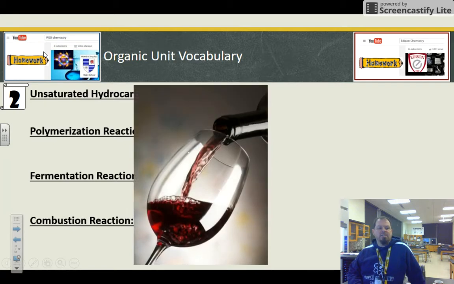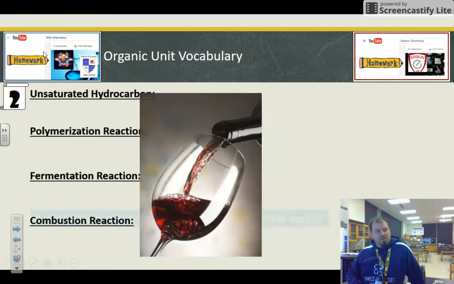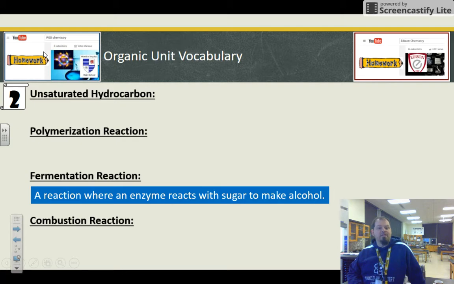Fermentation. This is how we make wine or hard cider. This is a reaction between an enzyme that reacts with sugar to make alcohol.